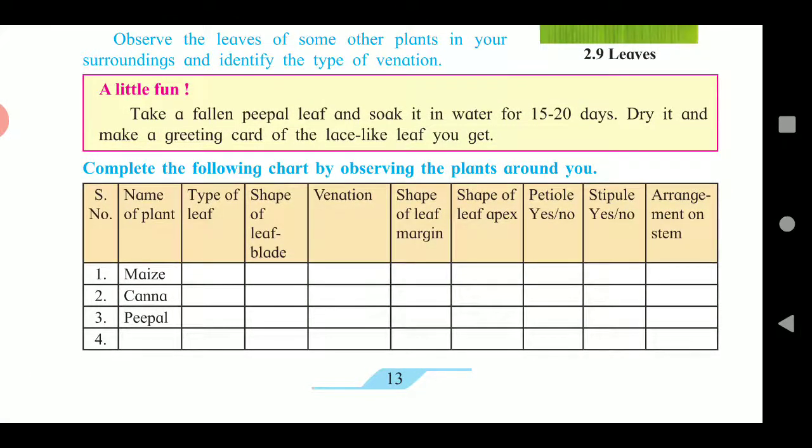See here, one activity is also given on page number 13. Complete the following chart by observing the plants around you. The name of the plant, then type of the leaf, shape of leaf blade, venation, shape of leaf margin, shape of leaf apex, petiole present or not, stipule present or not, arrangement on a stem.